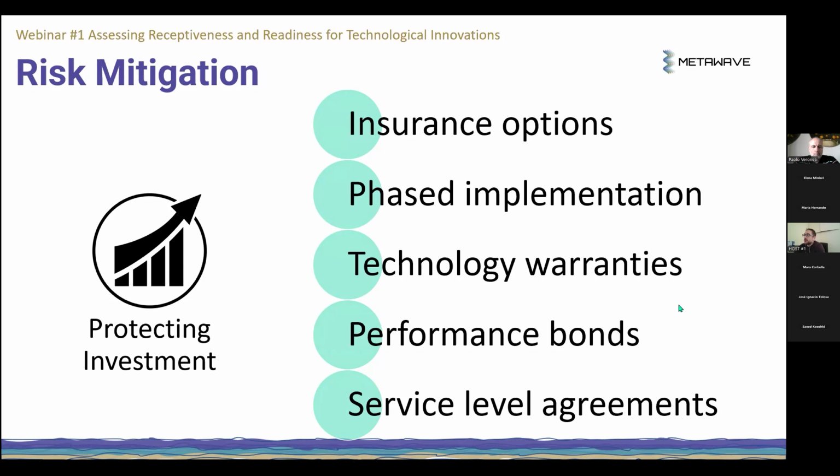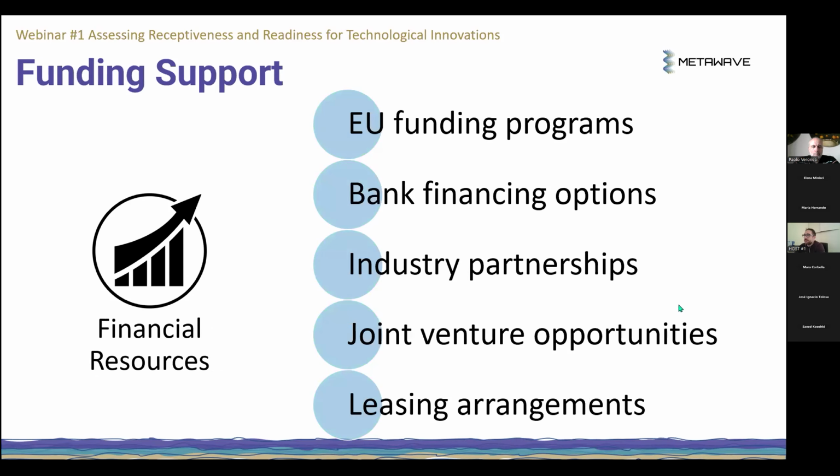There should be insurance options in terms of phased implementation and a warranty related to the technology and the performance bond that are going to be protecting the investment of a company. Finally, resources could also be enhanced by other options. There are EU funding programs, bank financing options and industry partnerships that could be explored, as well as joint venture opportunities and leasing arrangements with other companies in terms of how an industry or a domain could be utilizing a new technology being deployed.